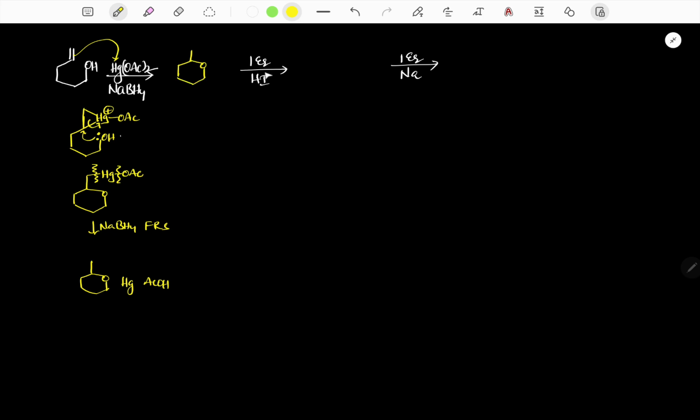Now this product is treated with one equivalent of HI. So the lone pair attracts the proton and forms the corresponding oxonium ion. It is a primary carbon, it is a secondary carbon. Therefore it undergoes an SN1 type of reaction. The carbocation is formed by the leaving group leaving, and finally I minus attacks, and it is our product.